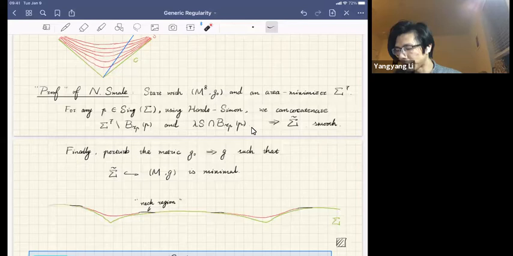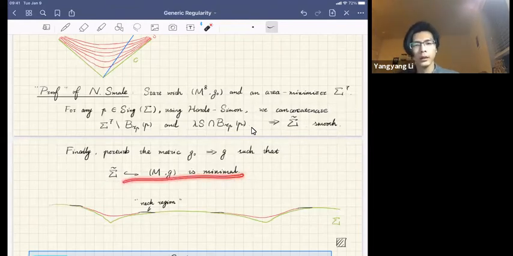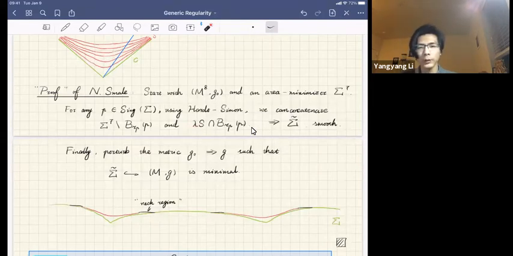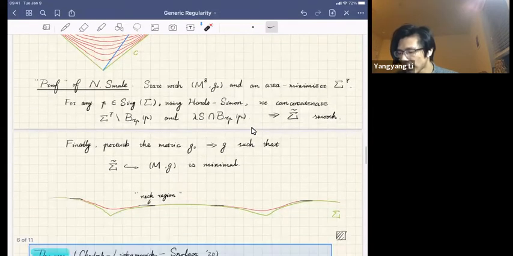Then the final step is to perturb the metric g0 to obtain g, such that the smooth sigma tilde is minimal. And we can show that if the radius r_p is chosen small enough for each p, and also lambda is chosen small enough, then we can make sure that g is C infinity close to g0, arbitrarily small. So this is the proof of Nathan Smale's theorem.